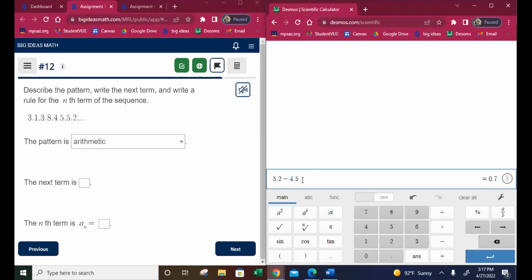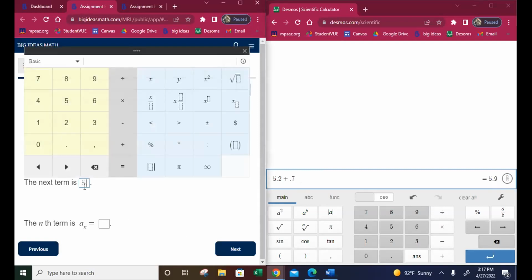That is arithmetic. So now, to get the next term, you take that 5.2 and what do you add to it? 0.7. Okay. And then what is the equation for arithmetic?